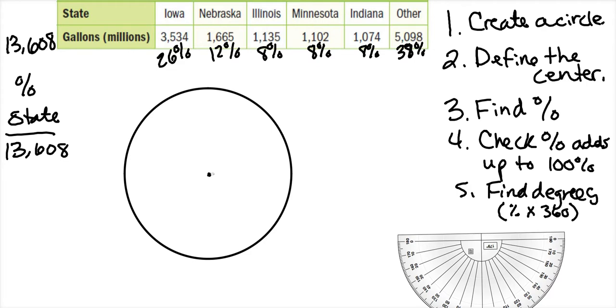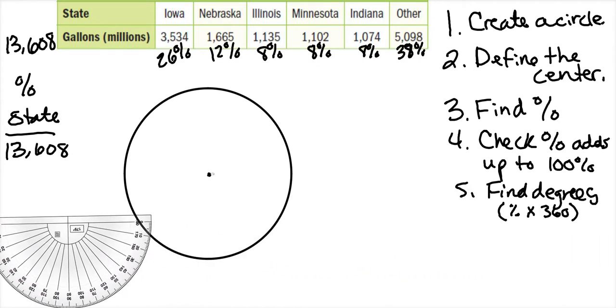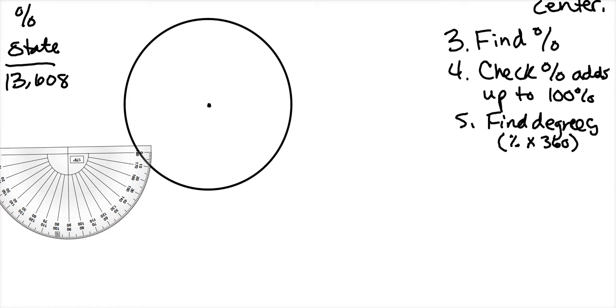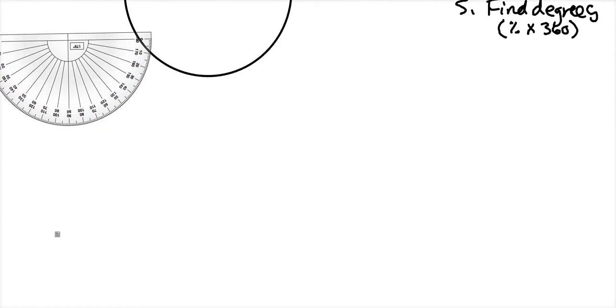Out to the side, I'm going to get rid of my protractor here and get this out of the way. I'm going to scoot down a little bit, and then I'll come back up later, because I have it down on my paper too, and you guys already have it on your paper. Now what we're going to do is take each percent and multiply it by 360. So we're going to do 26%.